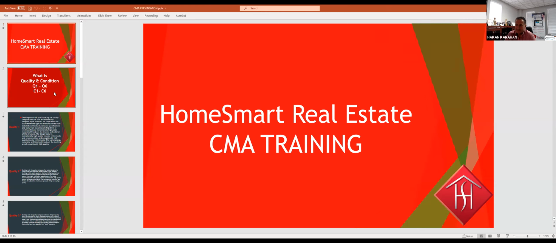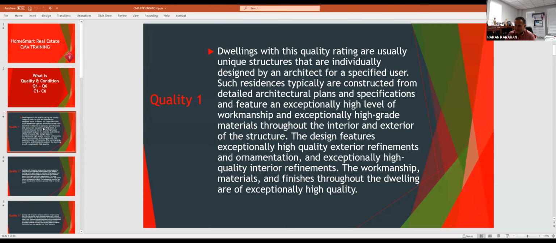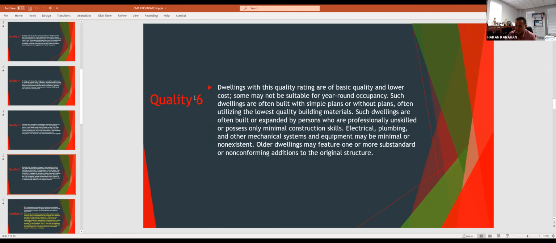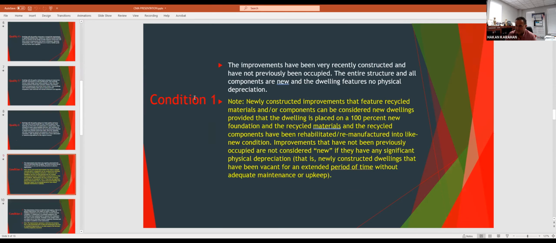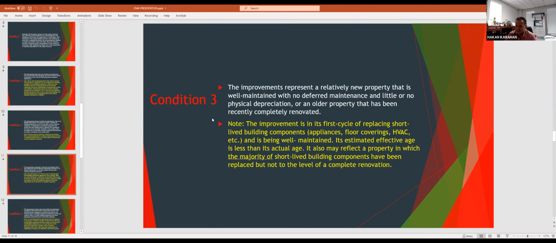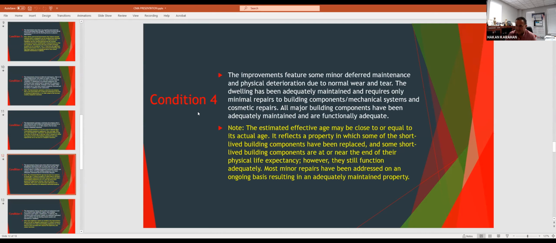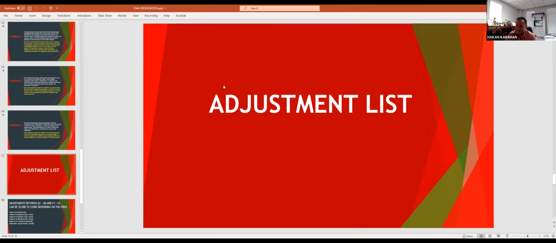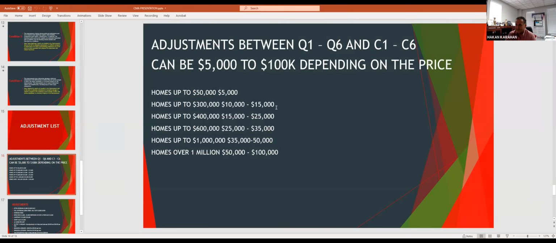This talks about what is quality and condition. We're going to give you lists of what these mean, so this way you'll understand exactly what Q1 and Q6 are. I'm not going to go into detail and take your time. It also talks about C1 and C6, and there are notes that we created, so you can understand exactly what these differences are. So here's the adjustment list.